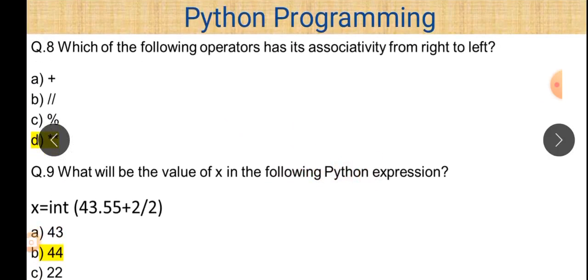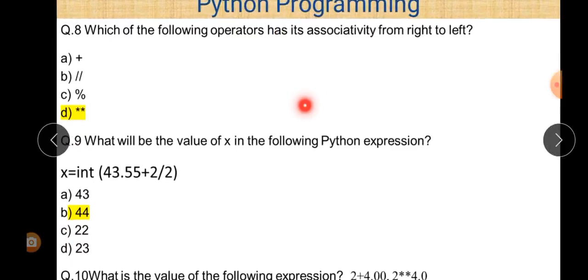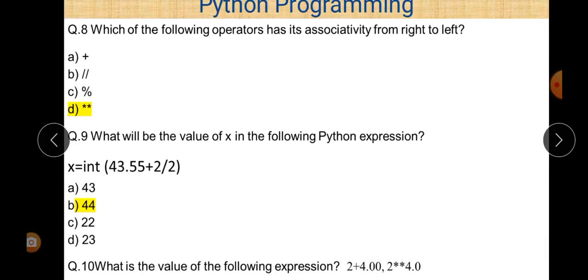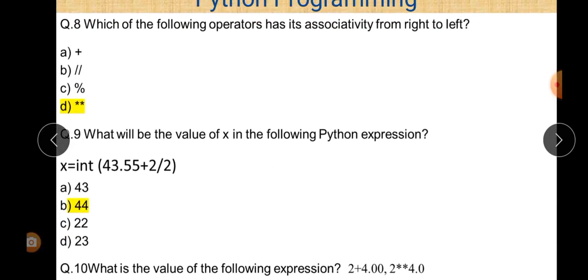Which one of the following operators has associativity from right to left? As we know, there are 4 options, as you can see on screen. First is plus. Plus has associativity from left to right, so it is not our answer. Float division is also not the correct answer; its associativity is from left to right. Then modulo division is also incorrect. Exponent is the correct answer.